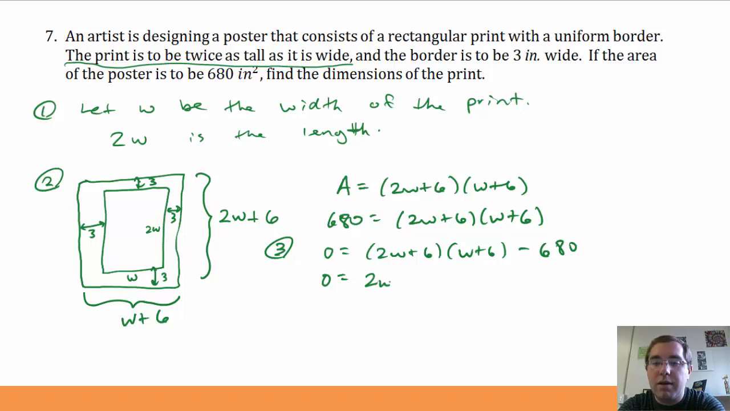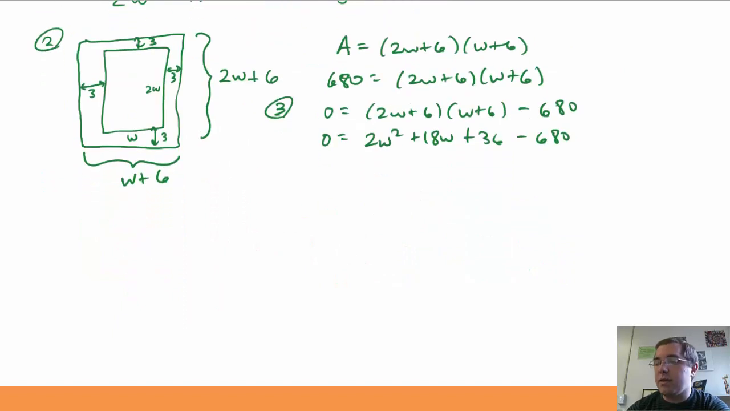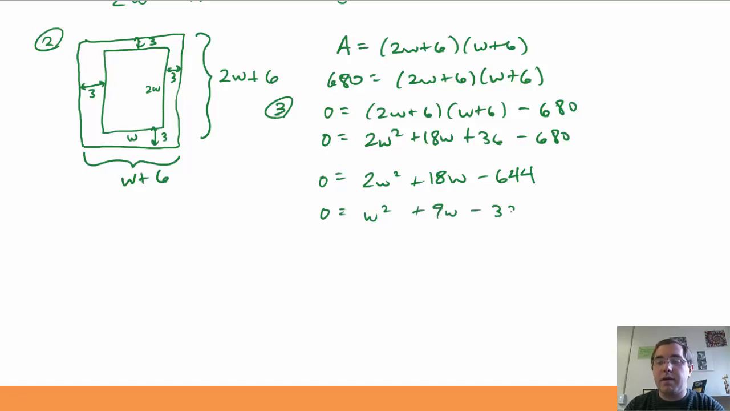So when we FOIL it out, we get 2W squared plus 12W plus 6W is plus 18W plus 36 minus 680. We can then combine the 36 and the negative 680, so 0 equals 2W squared plus 18W, and then 36 minus 680 is negative 644. And now when I'm factoring the right-hand side, I notice that it has the greatest common factor of 2, and I can divide everything by 2. So I'll have 0 equals W squared plus 9W minus 322.